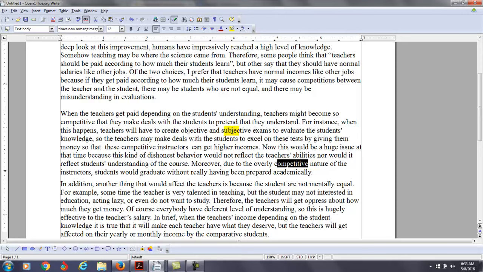I also added some more specific vocabulary words. For example, objective and subjective exams there. I put that in there. I create this sentence which helps clarify. I use the word dishonest behavior. I use the word reflect the teacher's abilities, nor would it reflect students' understanding. Notice how when I use a negative word here, I don't put the subject next. I say nor would it reflect instead of nor it would reflect. So that's also demonstrating a little bit more advanced grammar than what you're showing here in this essay.